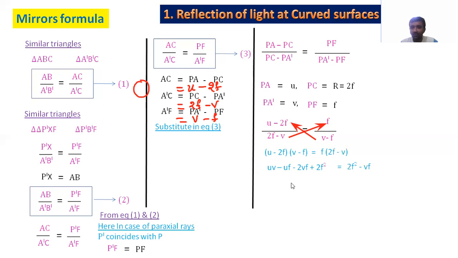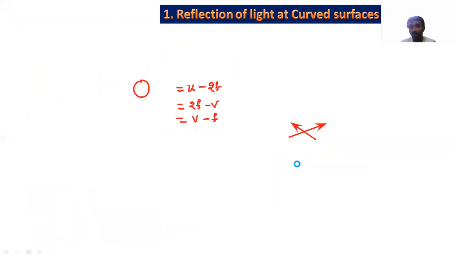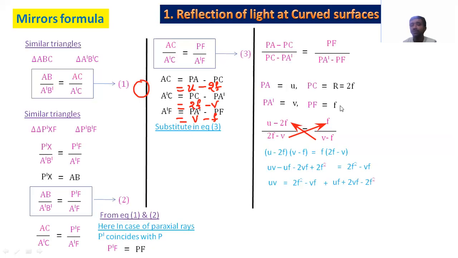Then on transposing, what I want actually here, on the left side I'll keep UV, then remaining all are transposed towards the right side. So minus will become plus on the opposite side. So RHS: 2F square minus VF is written first. Then the remaining will become: minus sign becomes plus, plus sign becomes minus. So minus UF will be written as plus UF, minus 2VF written as plus 2VF, and plus 2F square is written as minus 2F square. Everyone is clear up to here?